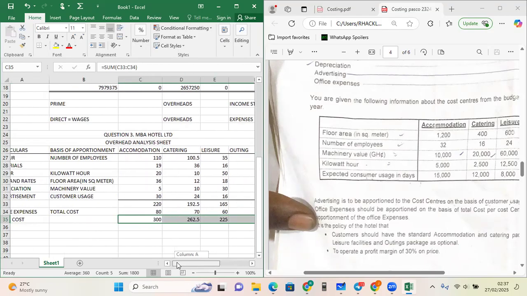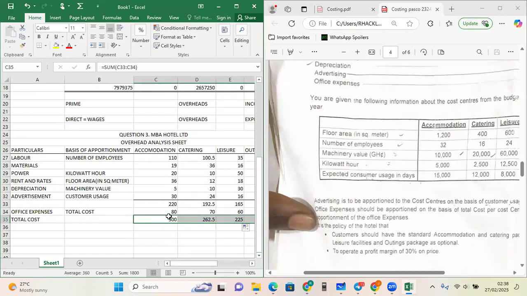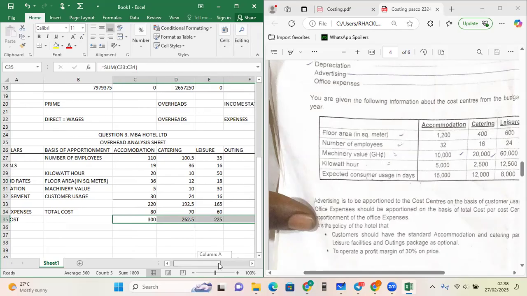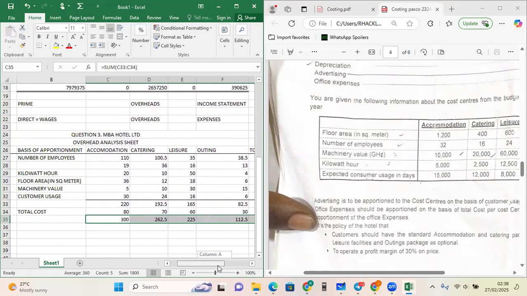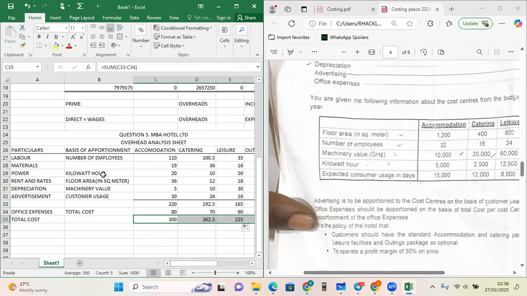And based on each department, accommodation is having 300,000. This is 260, is it 263,500? And then that's right. So this is the total. This is how the overhead analysis should look. So this is the total.